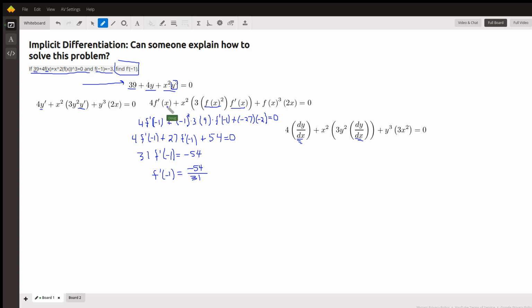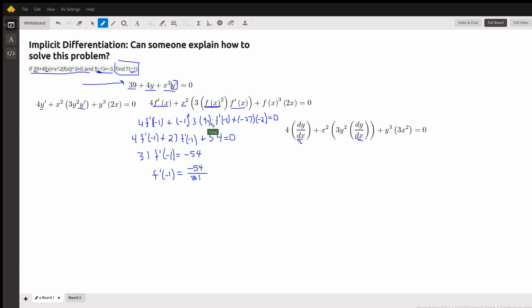Now, wherever you see an x, plug in negative 1. We want to find f prime of negative 1. What is the value of f prime when x is negative 1? Which means we'll put a negative 1 in for x. So f prime of negative 1 is what we get here. x is negative 1 squared. Then, here's the key, f of negative 1 is negative 3.